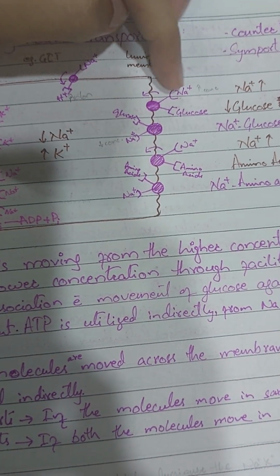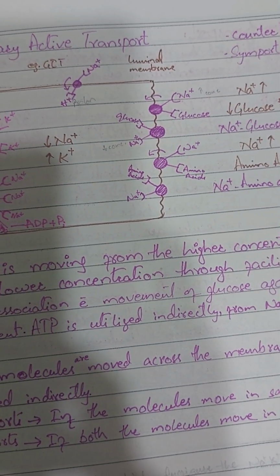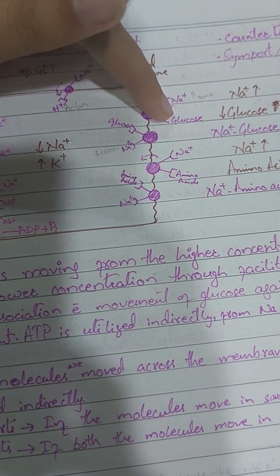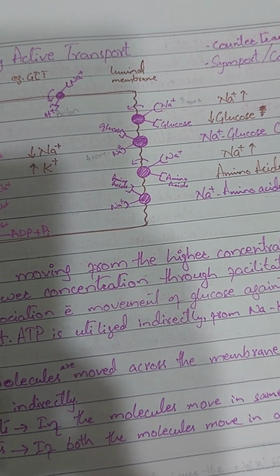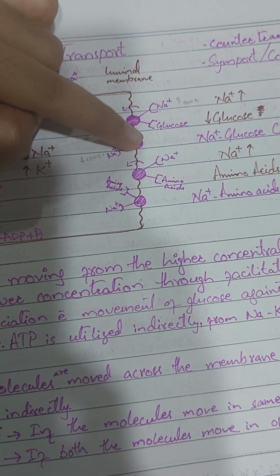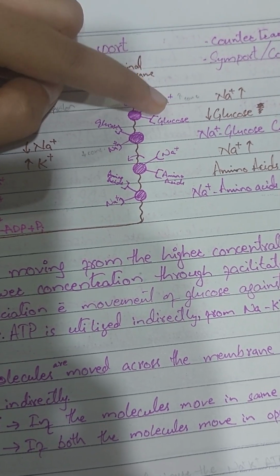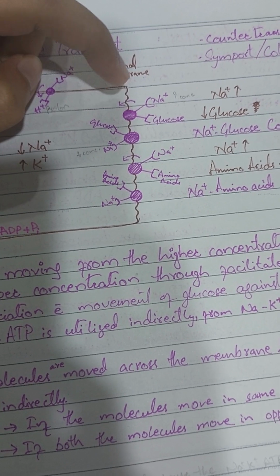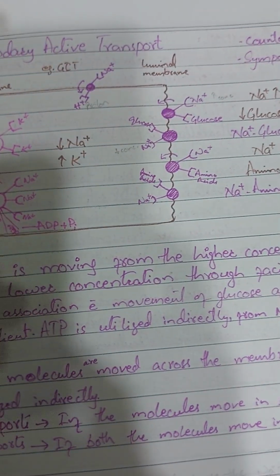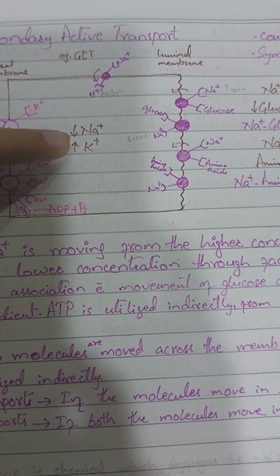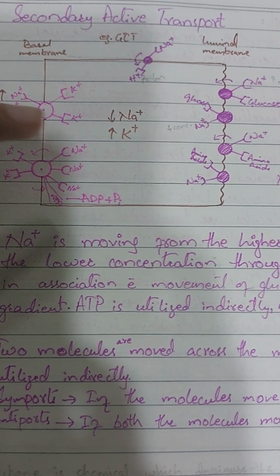So why does the sodium not move inside the cell on its own? Because this protein will work only when sodium and glucose are both binding. If only sodium binds, it will not work and it will not move sodium intracellularly. So it works when the sodium concentration is lower inside the cell, and the sodium-potassium ATPase pump makes this possible.